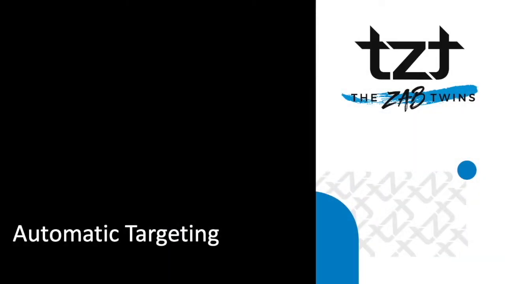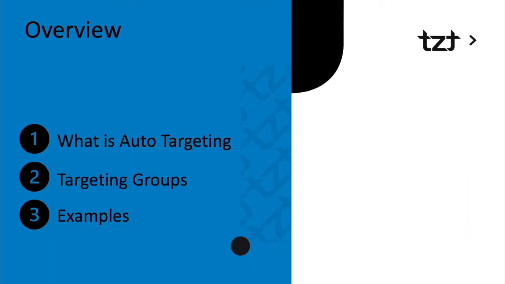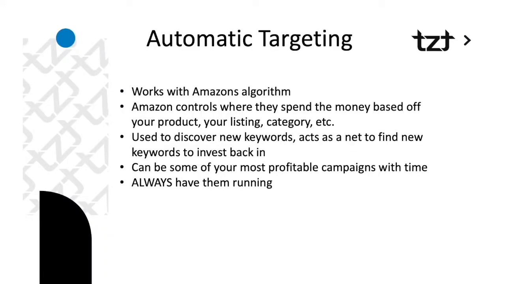Over automatic targeting and automatic campaigns. So overview, what is auto targeting? Then we're going to talk about the 4 different targeting groups when it comes to automatic targeting, and then also give you some examples of those groups. So what is automatic targeting?